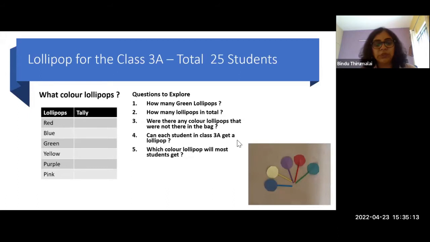How many lollipops are there? Yes, how many green lollipops are there? It's like looking at data, right? How many lollipops in total is one step removed, one more calculation there. So were there any color lollipops that were not there in the bag? So can each student in class 3A get a lollipop?